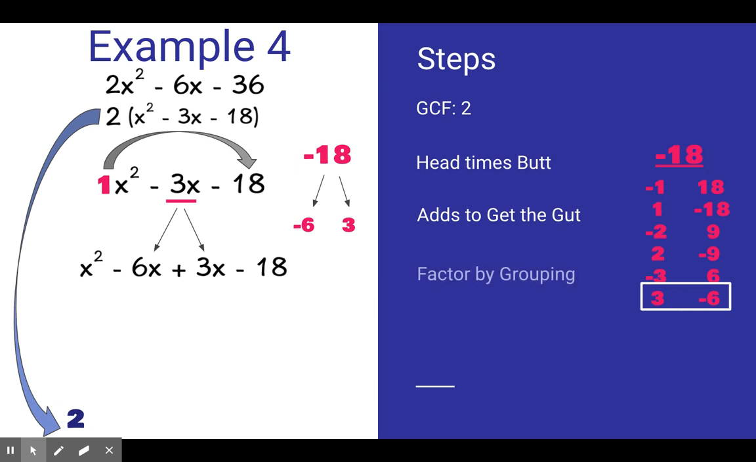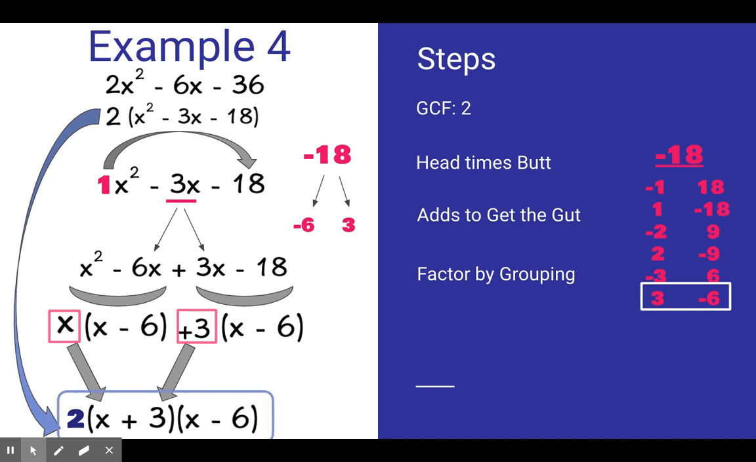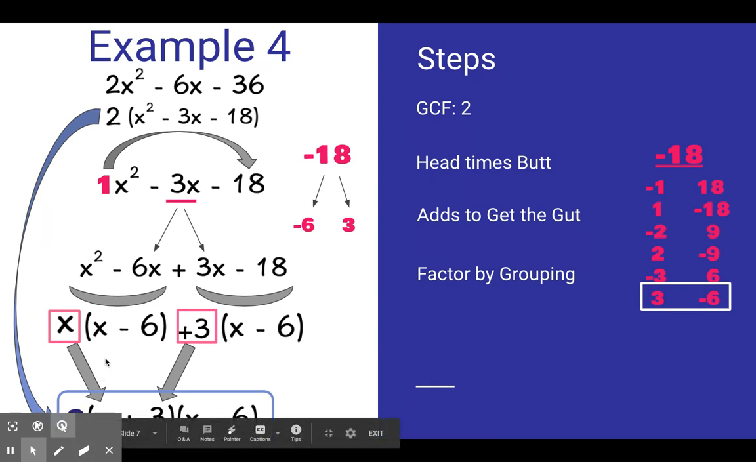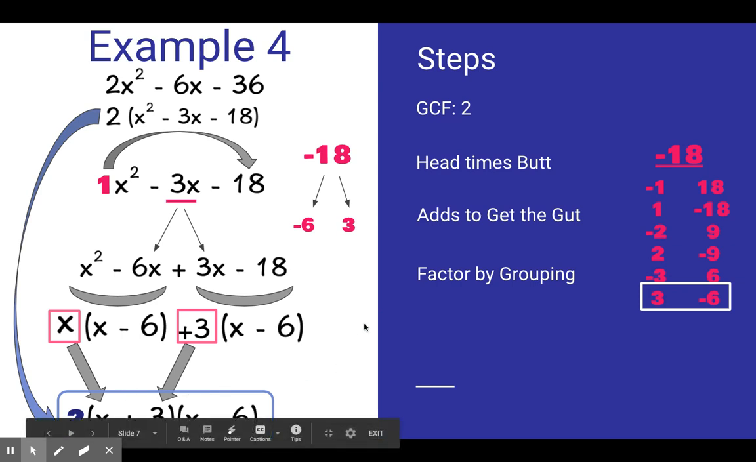And then we go ahead and group, pull out my GCF in the first group, which would be x, leaves me with x minus 6. GCF in the second group is positive 3, leaves me with x minus 6. I'll take the x and the positive 3 and put them together in one factor, and then the x minus 6 as my second factor. Notice my final answer there has that 2 that we pulled out as our GCF in the very beginning in front, and then my other factors here of x plus 3 and x minus 6.